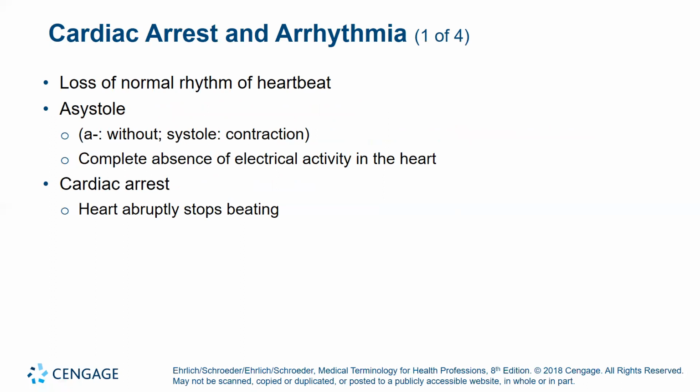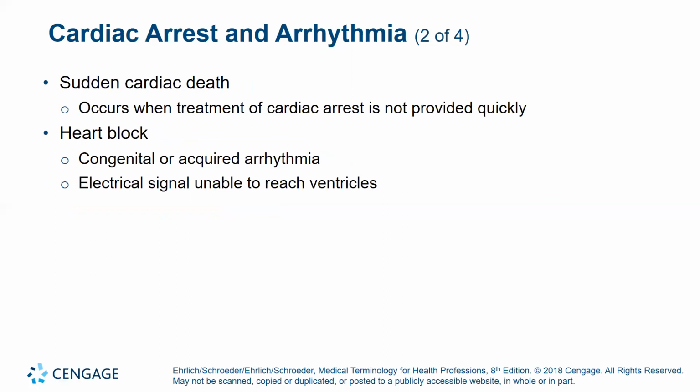Cardiac arrest and arrhythmia. Cardiac arrest is loss of normal rhythm of the heartbeat. Obviously, if a person has a cardiac arrest, the heart abruptly stops beating. Asystole: a is without, systole is contraction, meaning complete absence of electrical activity in the heart. Sudden cardiac death obviously occurs when treatment of cardiac arrest is not provided quickly. The person would die from that. Heart block, a congenital or acquired arrhythmia, is when the electrical signal is unable to reach the ventricles.